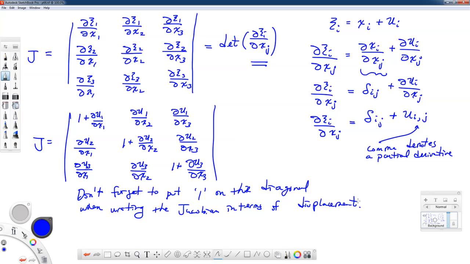Well, we'll take a look at some fairly sophisticated deformations as we go through the class. But we've talked about one degenerate form of a deformation called a rigid body motion. So let's see what would happen to our Jacobian when we have a rigid body motion.